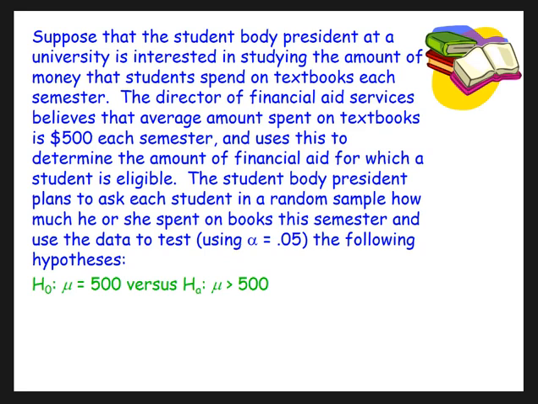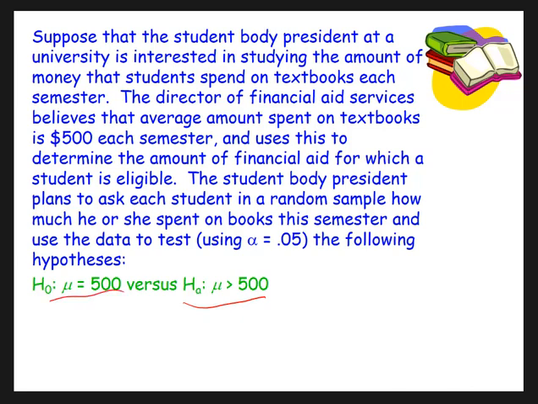So again, looking at the student body president and the university is interested in studying the amount of money students spend on textbooks in a semester. Director of Financial Aid Services believes that the average amount spent on textbooks is $500 a semester, and uses this to determine the amount of financial aid for which a student is eligible. Student body president plans to ask each student in a random sample how much they spent on books this semester and use that data. So, of course, the student body president probably wants to show that it's more than the 500. So the alternative is greater than 500.